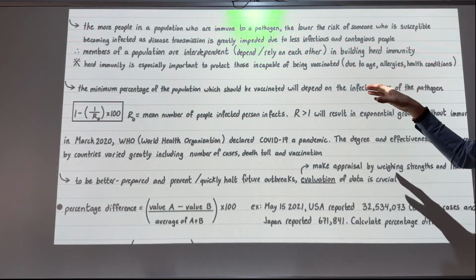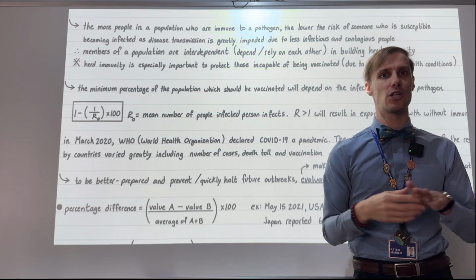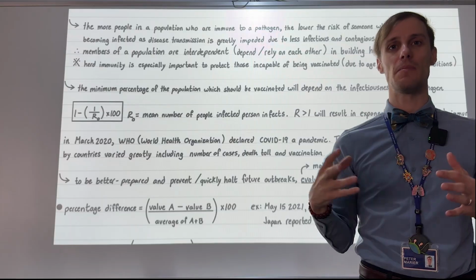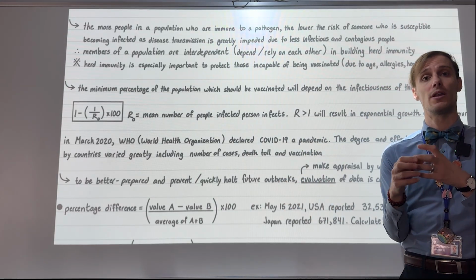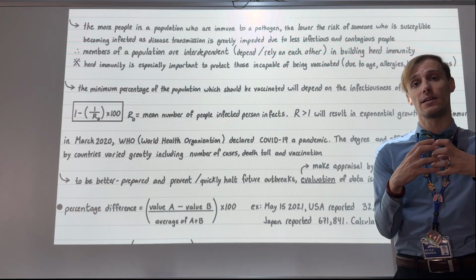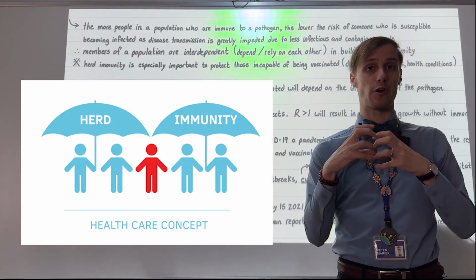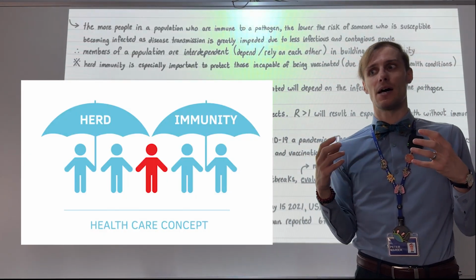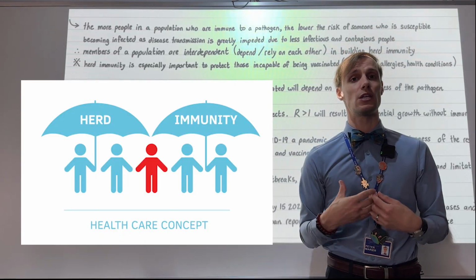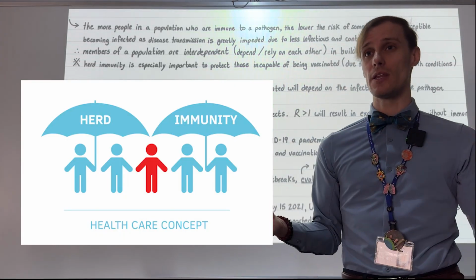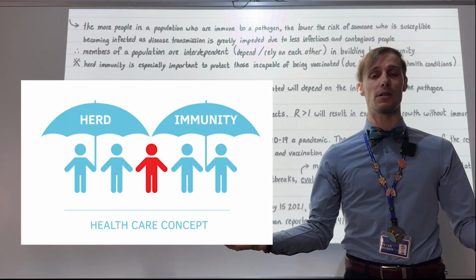The way that this works is that the members of the population are effectively interdependent, meaning that they rely on each other. I think really the core of herd immunity and vaccination programs is collectivism, and that is for the group. And that is because I'm not just vaccinating myself to protect myself, I'm also doing it to protect others, especially those vulnerable members of the population.